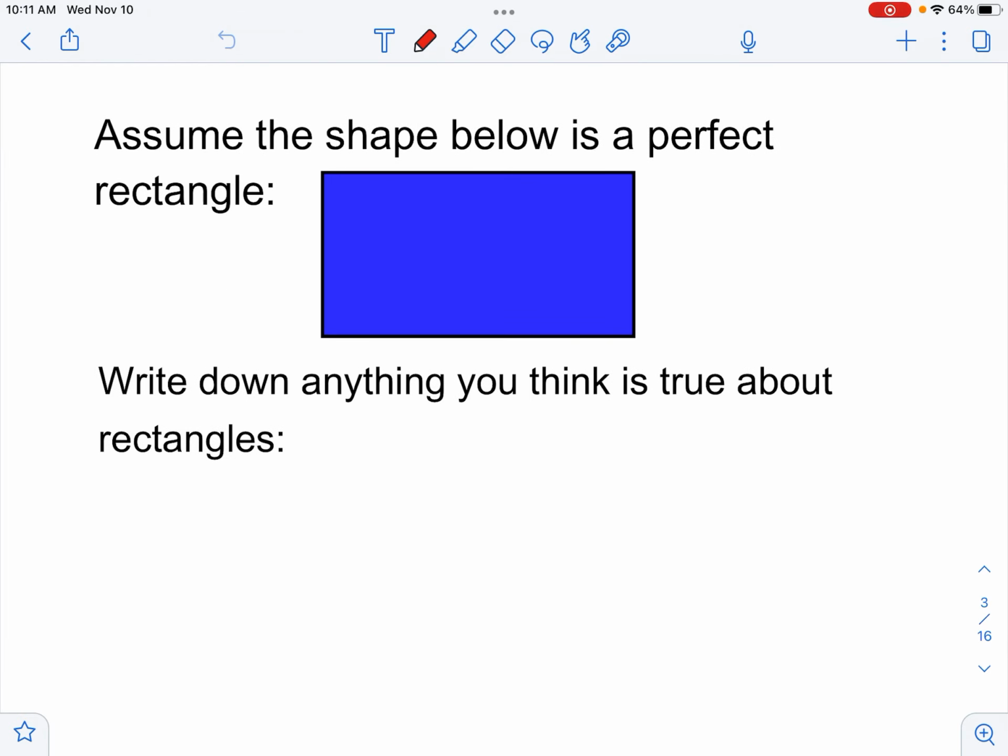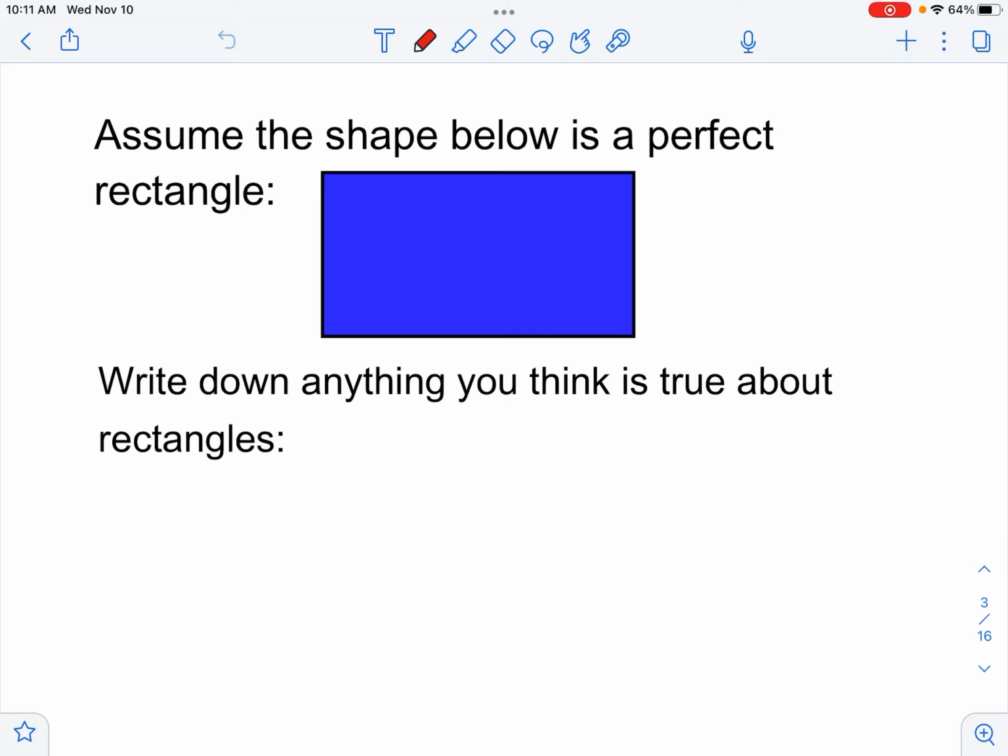All right, so it says assume the shape below is a perfect rectangle. Write down anything you can think about that is true about a rectangle. Go ahead and pause the video, write down as much as you can about a rectangle. All right, so let's see how you did.